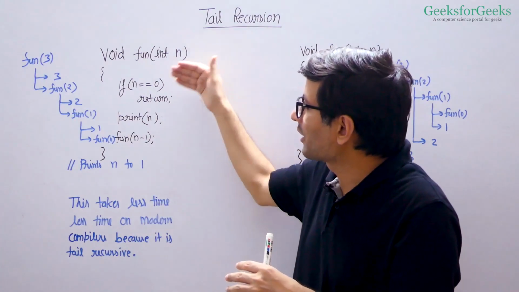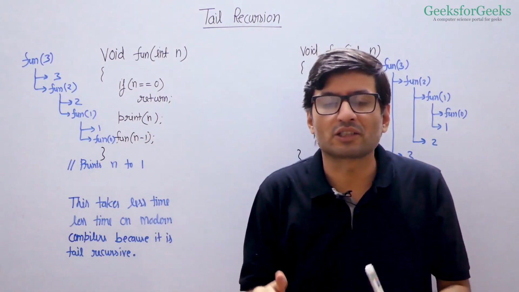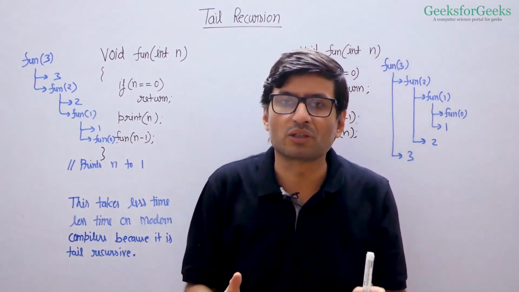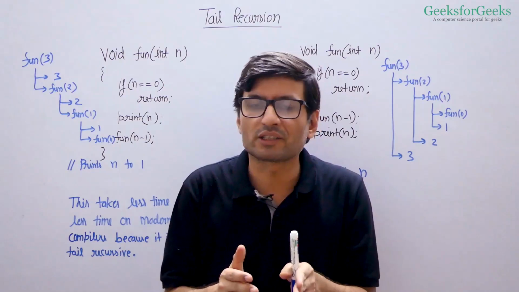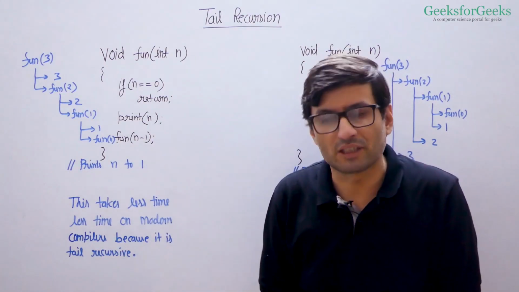A recursive function is called tail recursive when the parent function has nothing more to do when the child function has finished. In very simple words, a function is called tail recursive when the last thing that happens in the function is the recursive call and nothing happens after that.